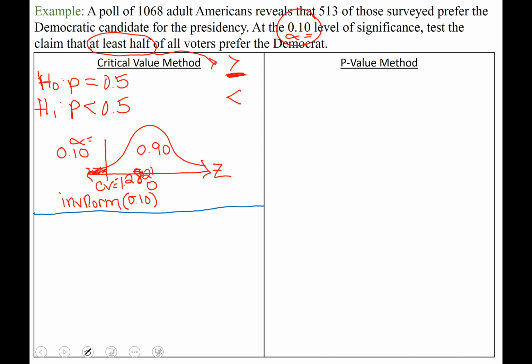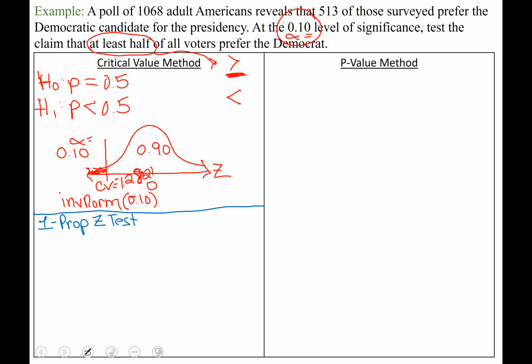All right, now below the blue line, it's time to start looking at their numbers. So we're going to run a hypothesis test on their numbers. So we're going to run what is called the one prop Z test.